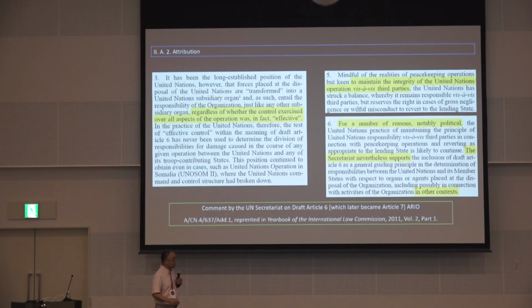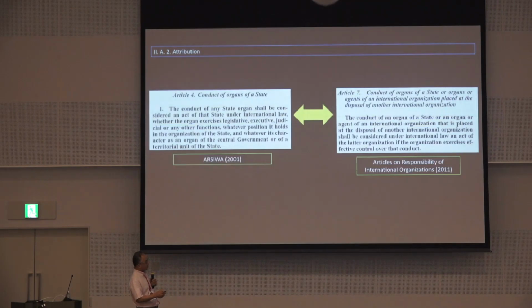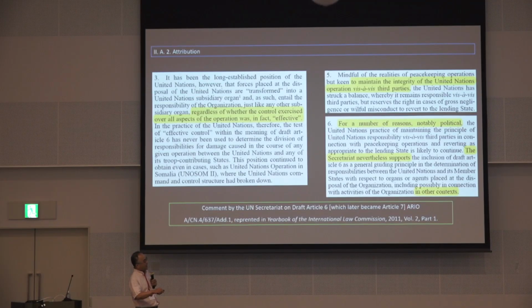According to the UN Secretariat, Article 7 is fine in other contexts. We support this article in other contexts. But as far as peace operations are concerned, we cannot accept this. That's the position of the Secretariat. When it comes to peace operations, regardless of whether the exercise of control over all aspects of the operation was in fact effective, effective control is not a question. Always, the acts of soldiers are attributable to the UN.